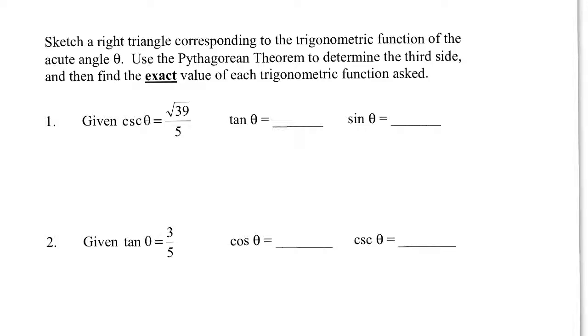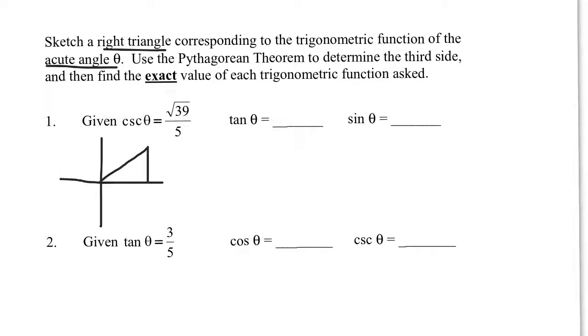So we're going to draw a right triangle that has an acute angle, and the way we'll do that is we'll draw it in the first quadrant. So if we come out of the origin like so, and draw back down to the x-axis, you've created a right triangle that's acute. Use the Pythagorean theorem to determine the third side.